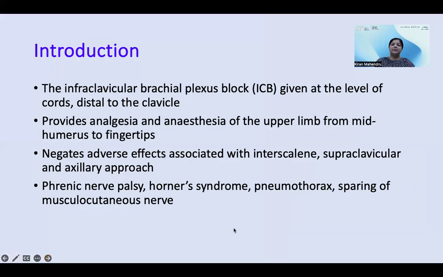The infraclavicular brachial plexus block is given at the level of cords distal to the clavicle. It provides analgesia and anesthesia of the upper limb from the mid-humerus to the fingertips. It negates the adverse effects associated with the interscalene, supraclavicular, and axillary approach, which include phrenic nerve palsy, Horner syndrome, pneumothorax, and sparing of the musculocutaneous nerve.